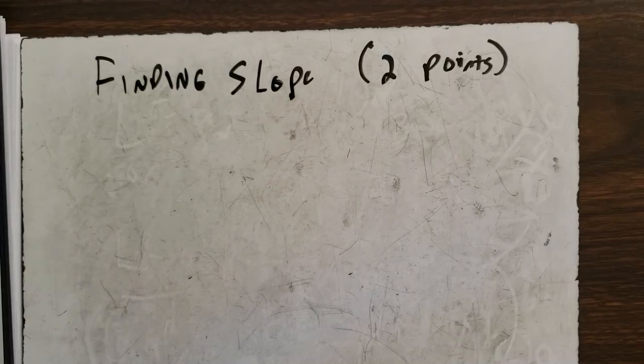Today's lesson is about finding slope. Now we're talking about lines and graphing lines and everything, coordinate planes, x's and y's and all that. So the first thing we have to do when we're trying to graph lines, we need to find out what our slope is, okay?